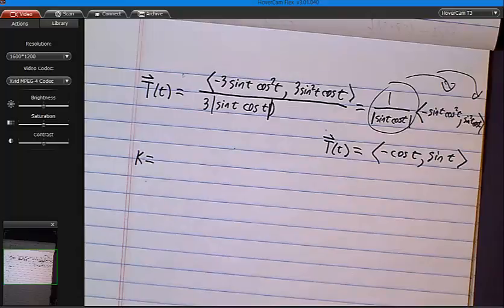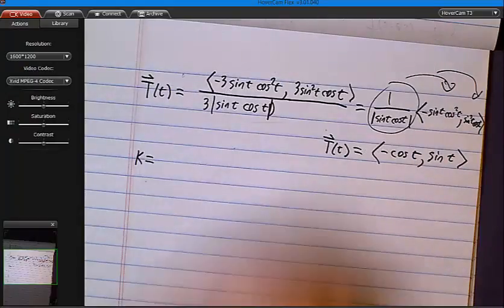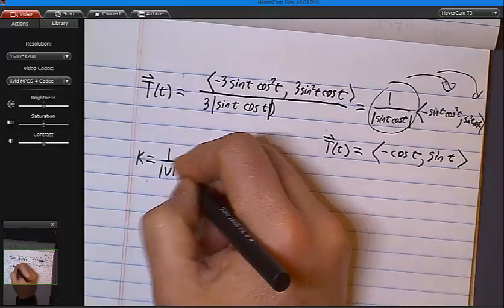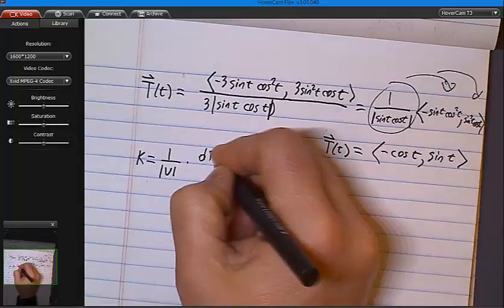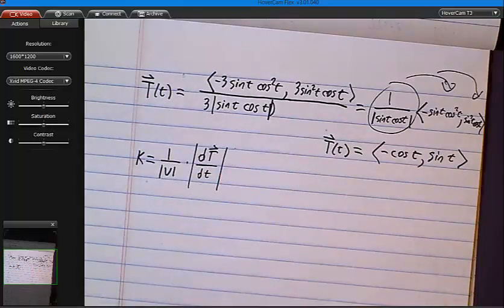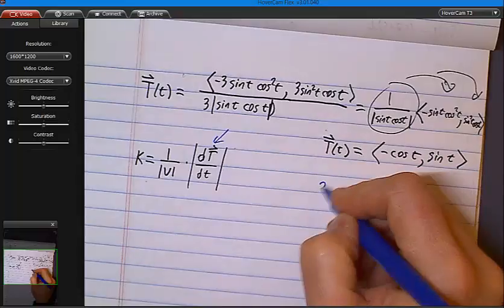So now I want to compute the curvature. I'm going to use this formula, 1 over v times dT/dt. Okay? Let me write that down. 1 over the speed, this is absolutely crazy, times dT/dt, the magnitude of that. So I have a few things here to compute. All right? Let me do them kind of one at a time. dT/dt, let me do this in blue. Okay? I'll do that here.